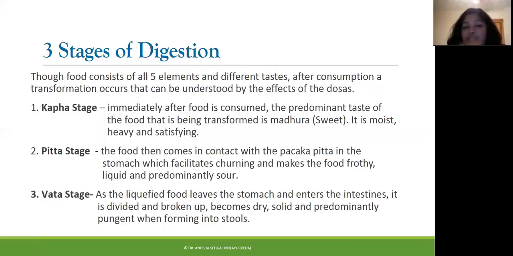Okay, so I hope this now makes sense, that even in the stages of digestion, you have the Kapha stage, you have the Pitta stage, and you have the Vata stage. Kapha comes first, then Pitta, then Vata. That basically covers, I think, more than half of your study guide.